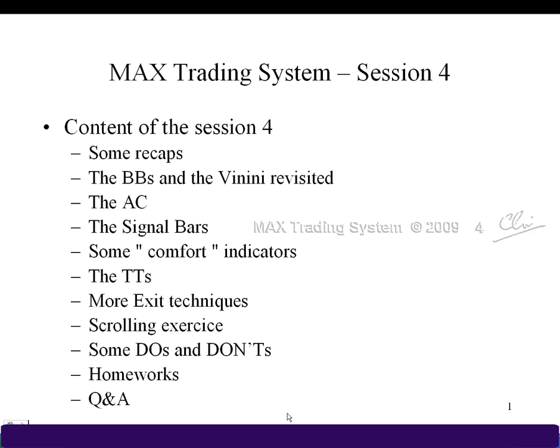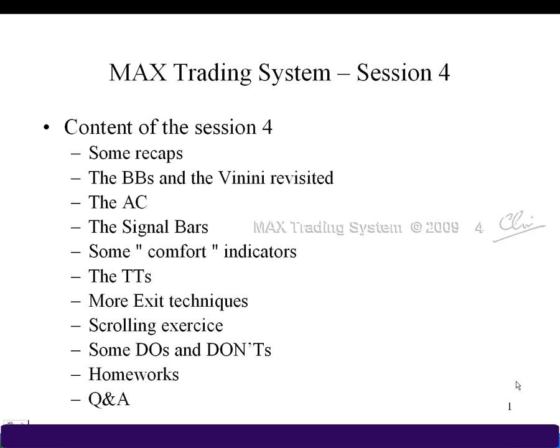But first of all, I would like to review some points about your homeworks. I have seen that not all the students have made the two homeworks, and only perhaps 20–25% of them have made their statistical homework. This is a thing you must not neglect. I encourage you to make this kind of homework because by this kind of scrolling you will know exactly the edge you have with the MAX systems.